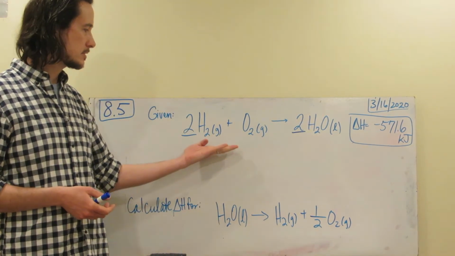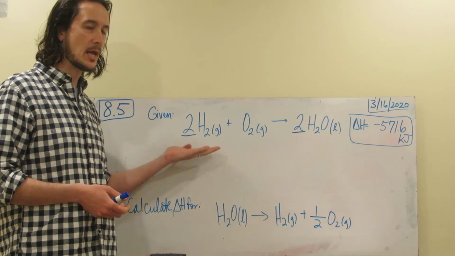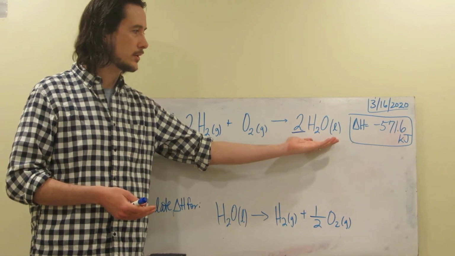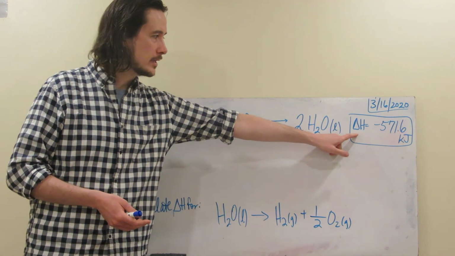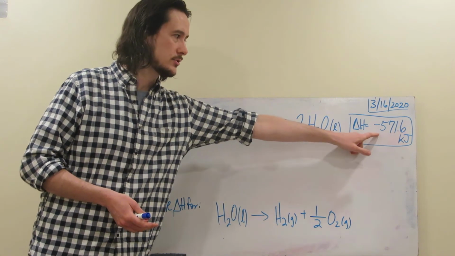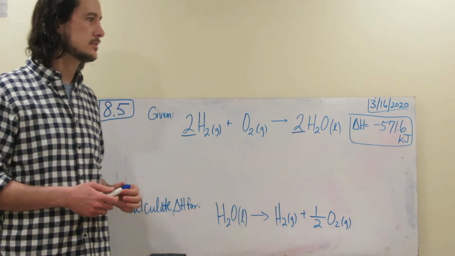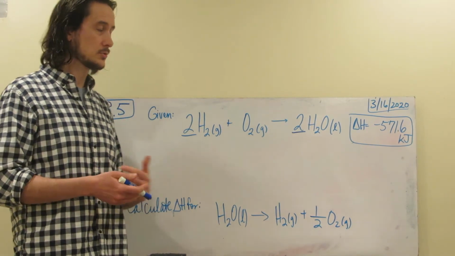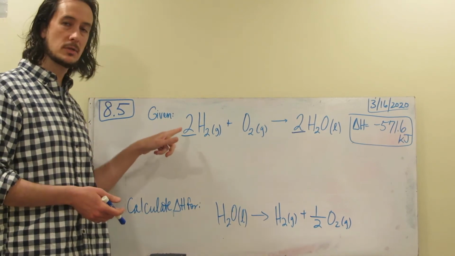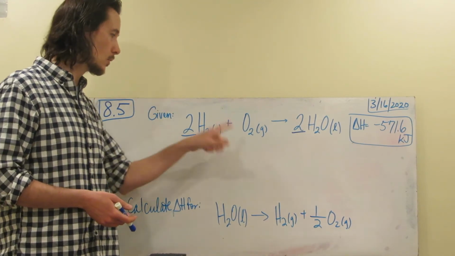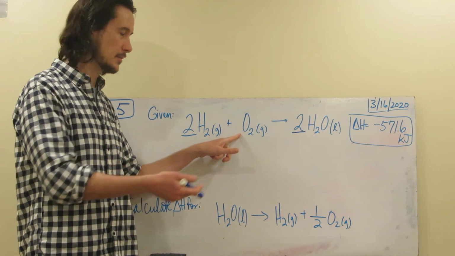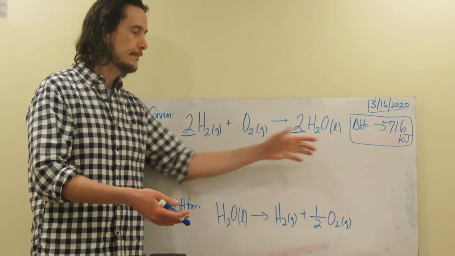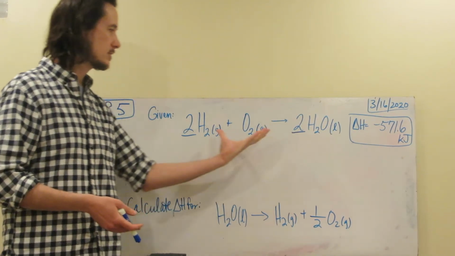So they're saying, hey, if you take gaseous hydrogen and you burn it, you'll end up with water, and when you end up with water, you get a release of energy of 571.6 kilojoules of energy per 2 moles of hydrogen that you burn, per 1 mole of oxygen that is combined, and per 2 moles of liquid water that are produced. So that number is tied to all these.